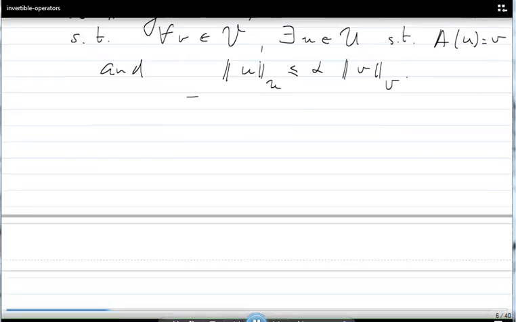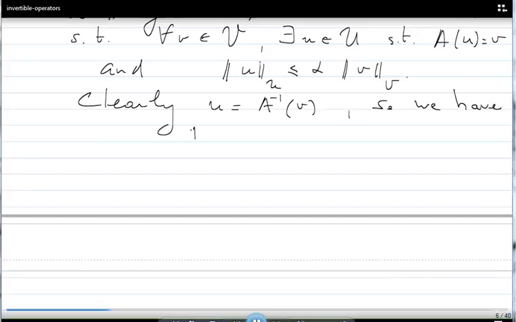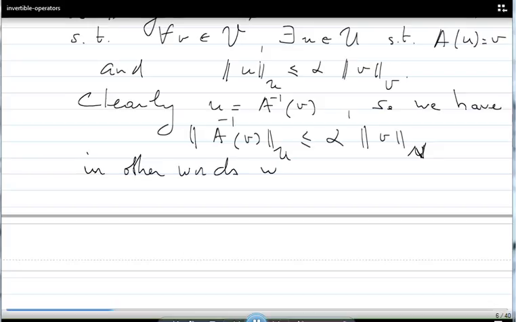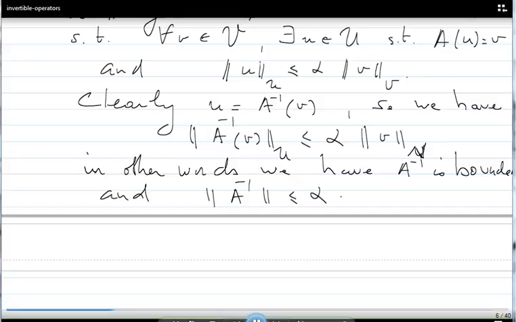Okay? Clearly, u is equal to A inverse of v, so we have the norm of A inverse of v in U less or equal than alpha times the norm of v in V. In other words, we have A inverse is bounded and the norm of A inverse is less or equal than alpha.